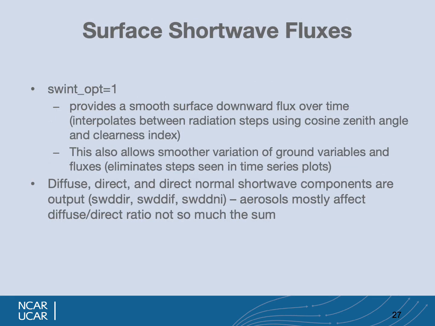Surface shortwave fluxes. We have swintopt equals 1, which is a shortwave interpolation option. That allows a smooth variation of downward solar flux during the daytime, because we can scale for the changing solar zenith angle, the cosine of the zenith angle. When we scale each time step, we use a new cosine zenith angle, and that gives you a shortwave radiation that changes gradually as opposed to stepwise with the radiation step. This allows smoother forcing of the surface variables.